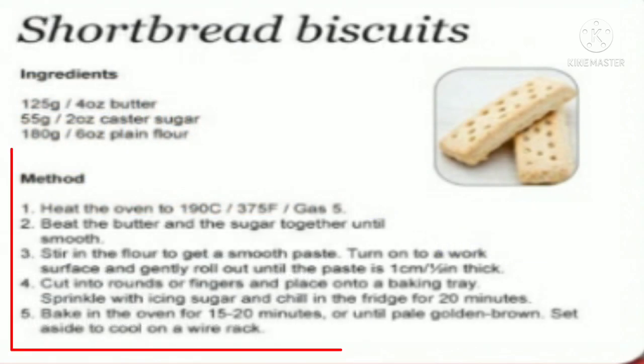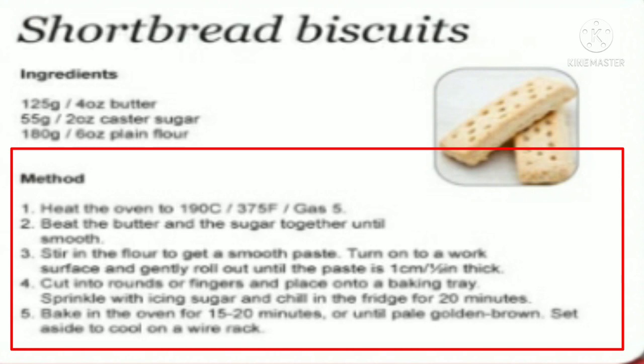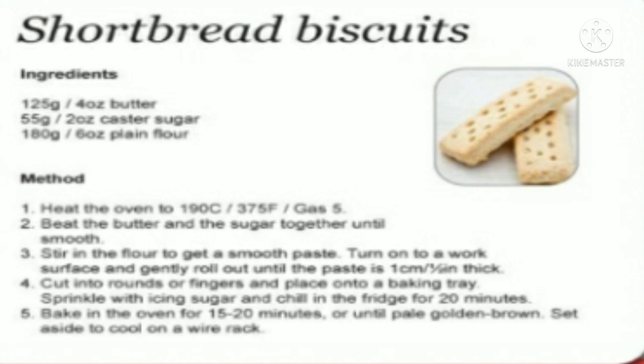Method. Number 1, heat the oven to 190 degrees Celsius or 375 Fahrenheit or gas 5. Number 2, beat the butter and the sugar together until smooth. Number 3, stir in the flour to get a smooth paste.